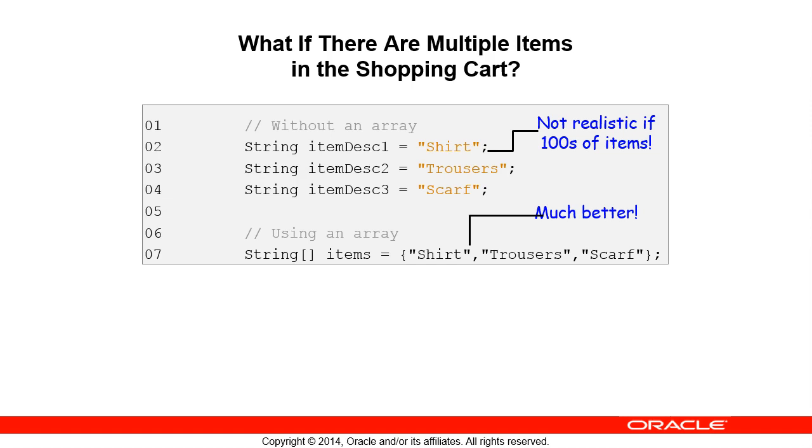The same analogy is true with computerized shopping carts. How would your code look if there were multiple items in the shopping cart? We could set things up as in lines 1 to 4, have a separate description for each item. That may work fine if you have a small number of items, but what if you're getting lots and lots of different items? It's not practical and it's not efficient to declare each item as a separate variable. It makes your code very long, very unwieldy, and very difficult to understand. But there's a better way, and we call them arrays.